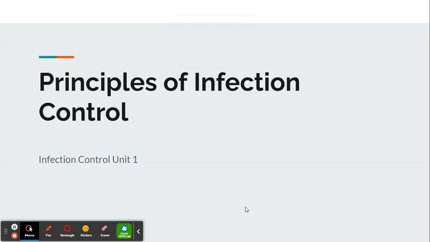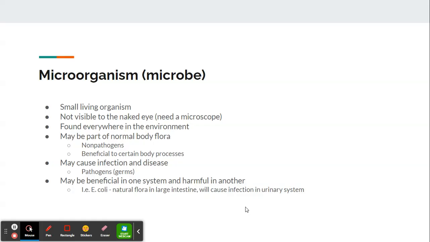All right, so now that we have touched on our background of safety, we are going to get started into the initial principles of infection control. First thing we want to understand is what is a microorganism or a microbe. These are going to be our smallest living organisms that are not visible to the naked eye, so we're going to need a microscope to be able to see or view them.